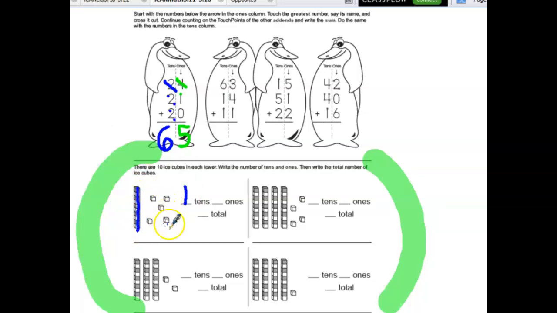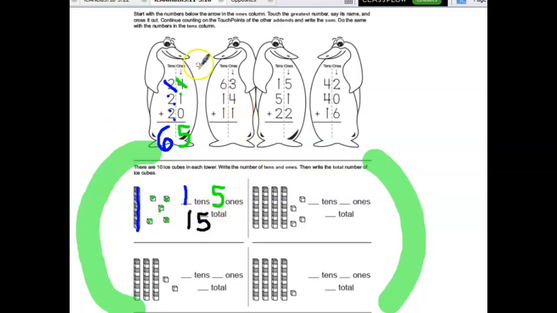These are my ones cubes. I see that I have 1, 2, 3, 4, 5 of them, so I have 5 ones. If I were to count these all up, it would sound like this: 10, 11, 12, 13, 14, 15. That's what I have right here. You just need to write it together as a group on the line. So together I have 15.